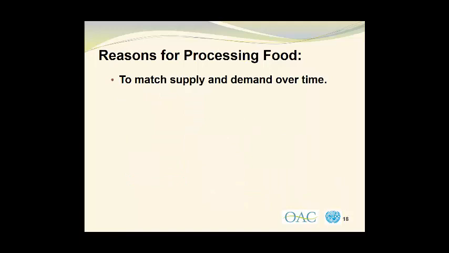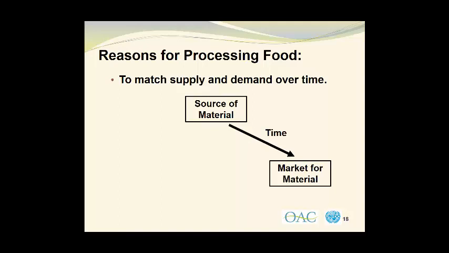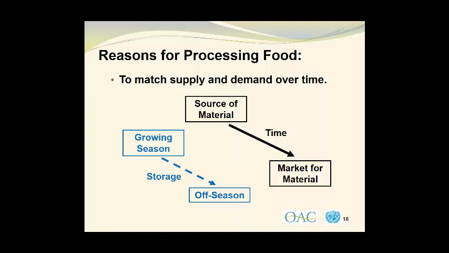In addition to matching supply and demand over distances, we need to match supply and demand over time. Let's consider a source of material that will be used in the future when there is a market for that material or a demand. This occurs quite frequently when there is an abundance of product during the growing season. However, in the off-season, when that product is scarce, there may be a need to import the product and pay increased prices for it. However, if we process the food at the end of the growing season and put it into proper storage, we can supply the demand that occurs in the off-season.